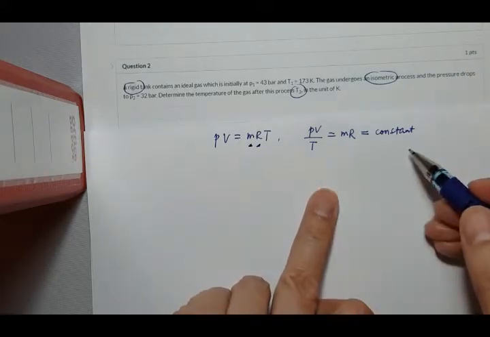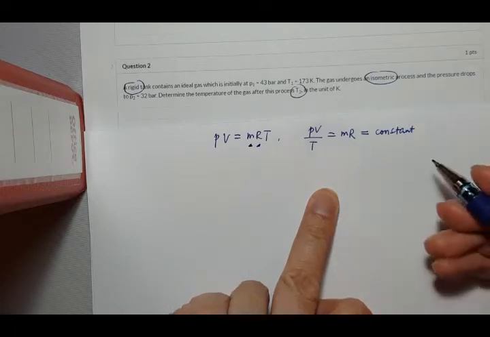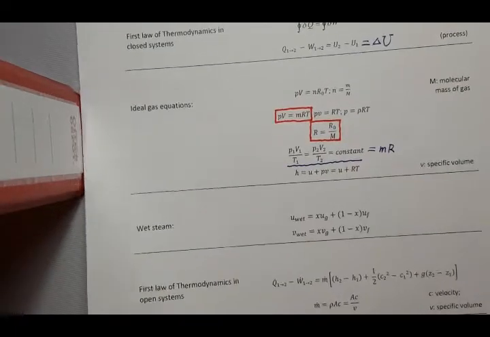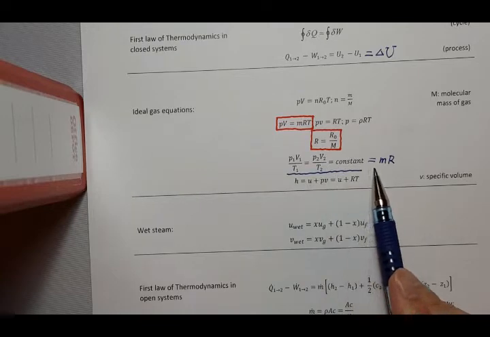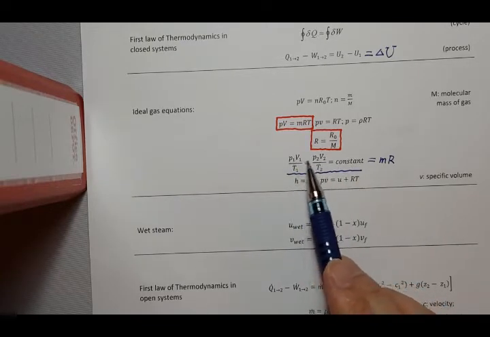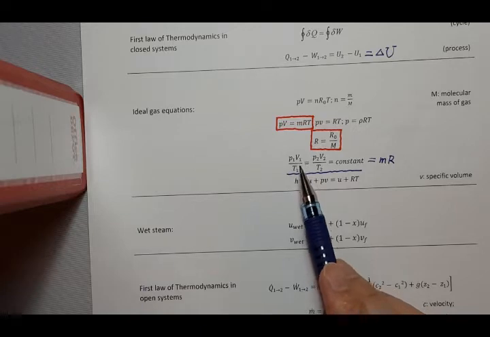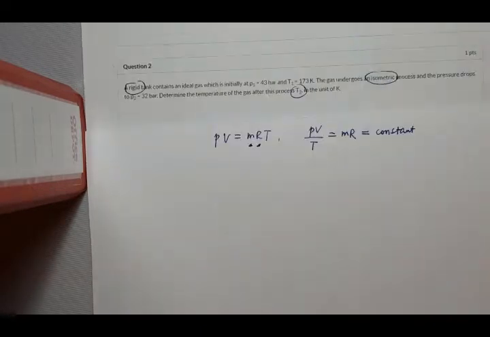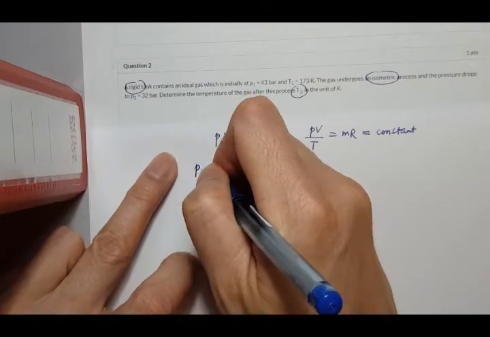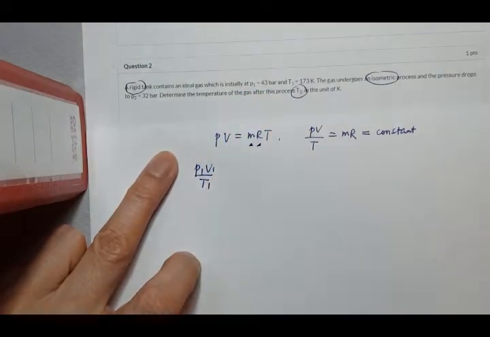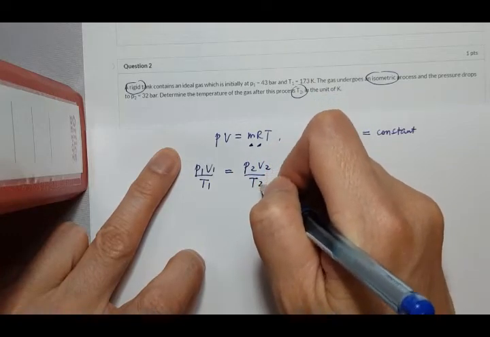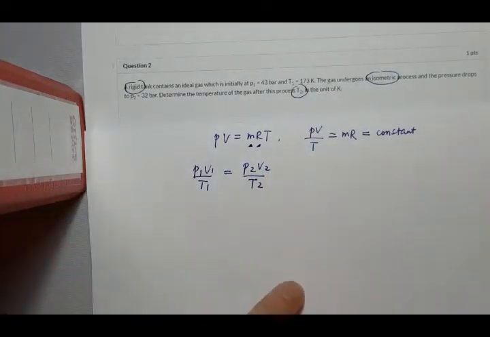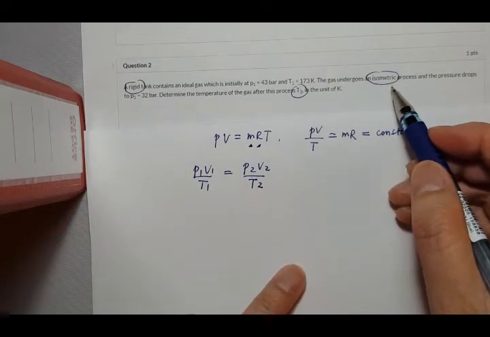So this applies to ideal gas in any process. Actually, I have already included that equation in the formula sheet. You can see PV divided by T is equal to a constant, depending on different process, state 1 or state 2. So we can write P1 V1 divided by T1 equal to P2 V2 divided by T2.